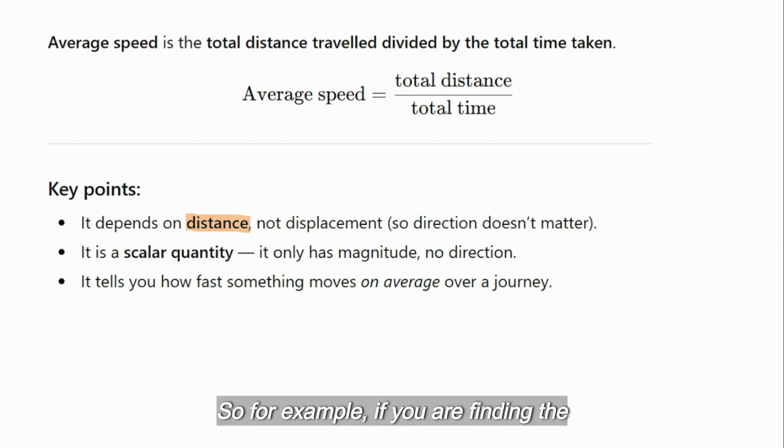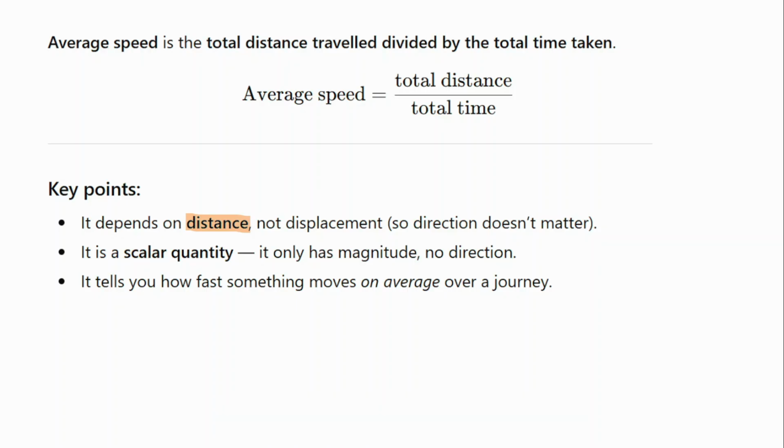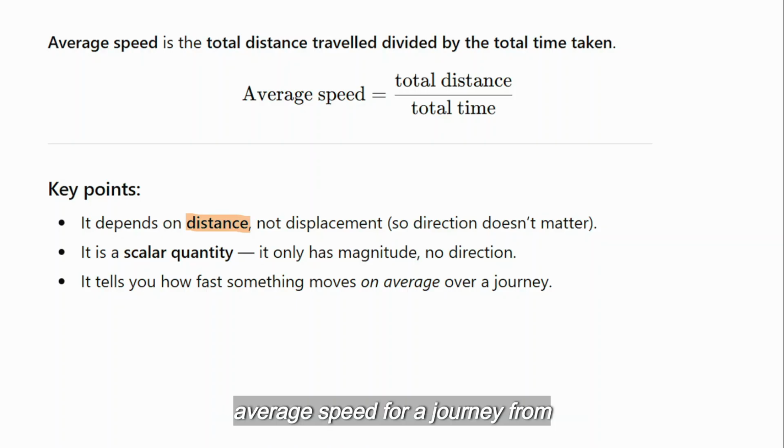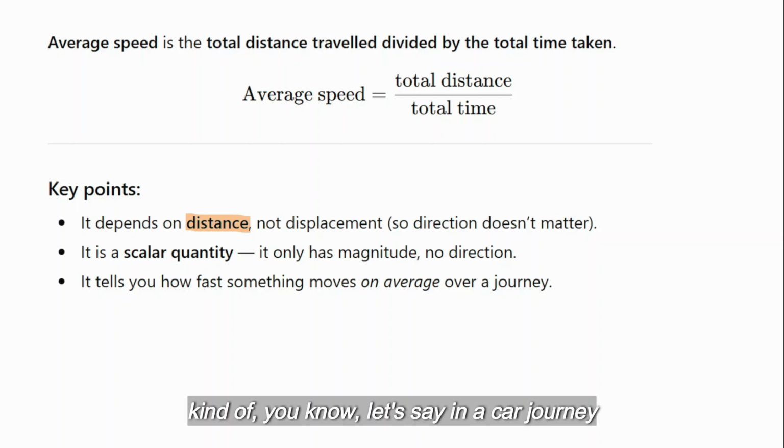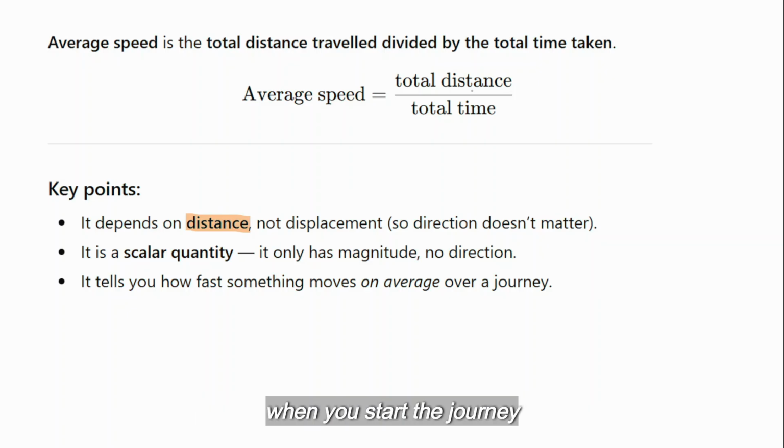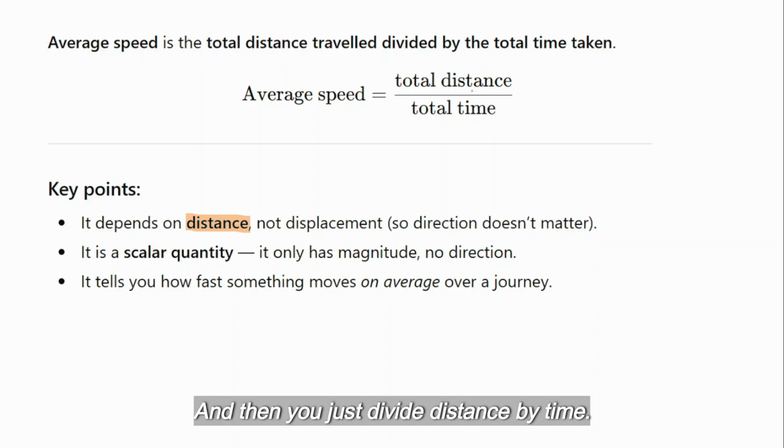stationary along the way. So for example, if you are finding the average speed for a journey from point A to B, let's say a car journey, and you've stopped at a red light for a minute, you don't really worry about that. You just look at the time at the beginning when you start the journey, and at the end of the journey, you get the total time, and then you look at the total distance, not displacement, the actual distance, and then you just divide distance by time.